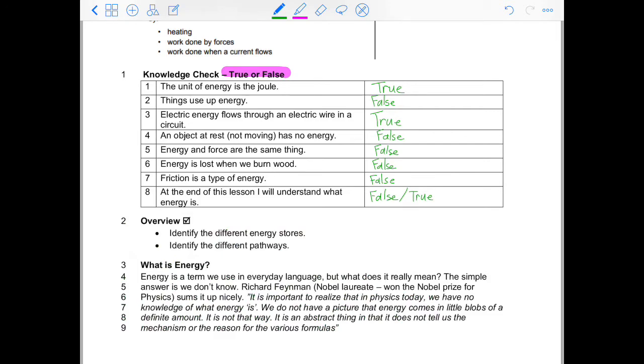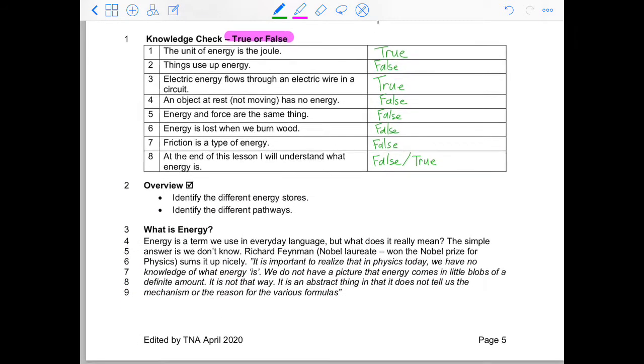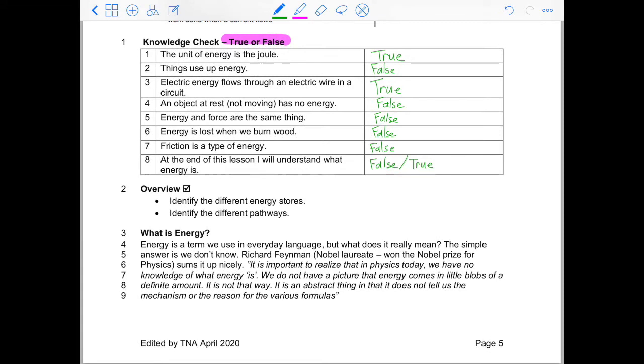So, what is energy? Reading through this paragraph here, energy is a term we use in everyday language, but in science, it does have a very specific meaning. The simple answer is we don't actually know what energy is, what makes energy work. We just know how it does work.